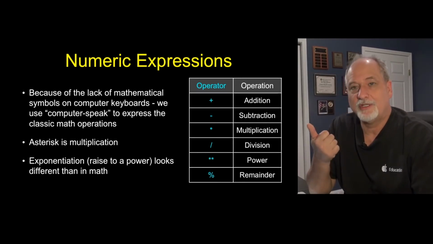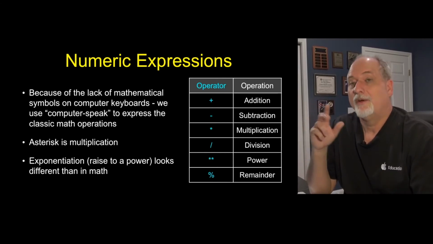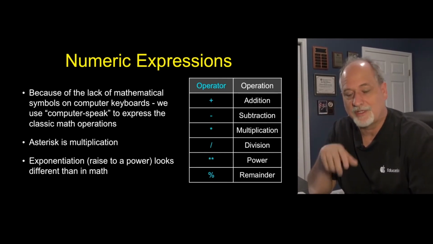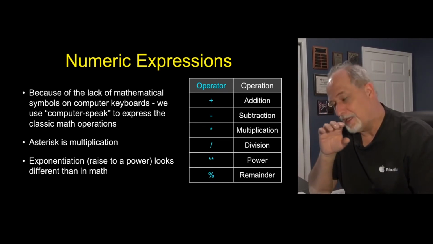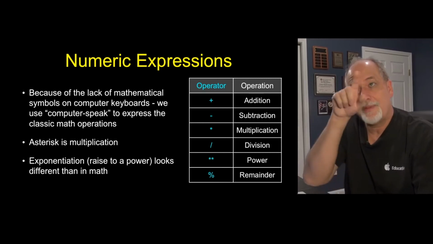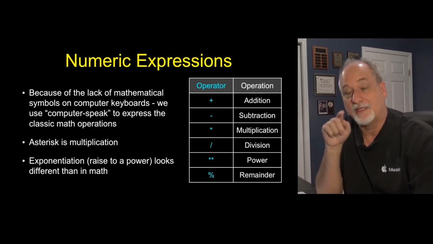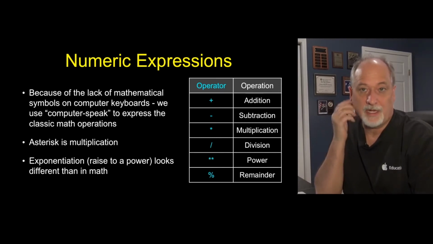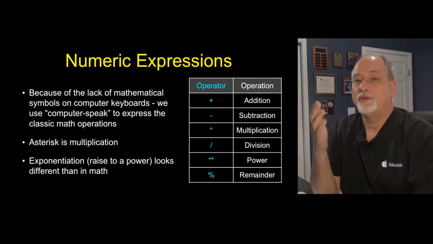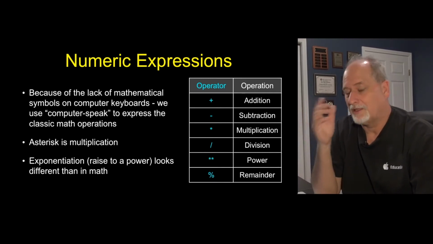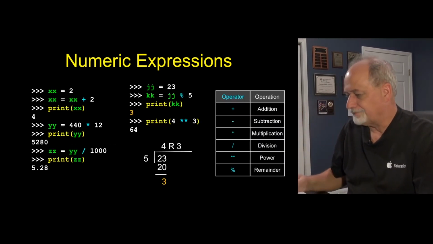So plus is addition, minus is subtraction. We don't have a times sign or a dot in the middle, so we use the asterisk as multiplication. Division, we can't put two things over top of each other, so we use slash for division. Raising to the power, because it didn't have little characters back then, is star star. And then remainder. Remainder is when you do integer division, it's also called the modulo operator. It's the remainder, not the quotient. And I've got a picture of that coming up.